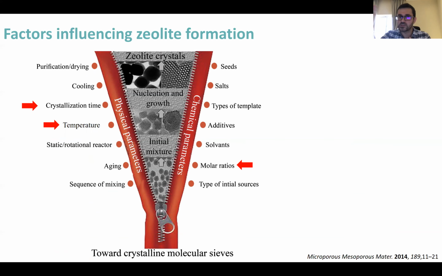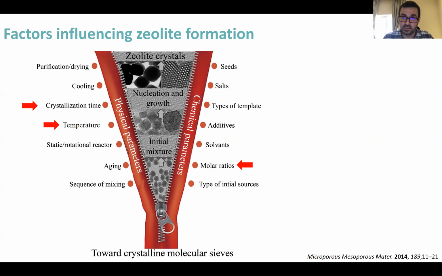Then, how much silica-alumina ratio are you using? This can bring us to a different product that we will see in the next slide. Are you using a solvent? Are you using an inorganic or organic template? All this will differ. In terms of physical parameters also, which one are you putting first? This will give us different properties.